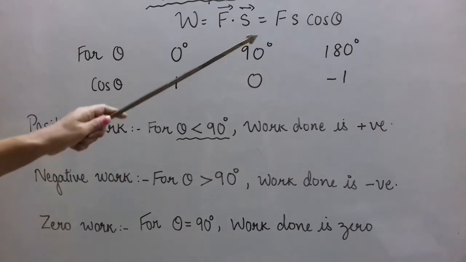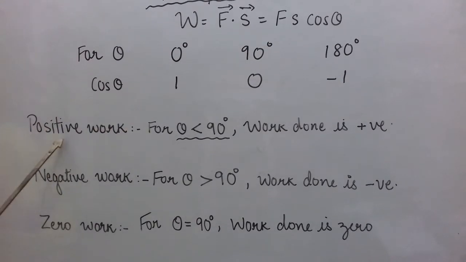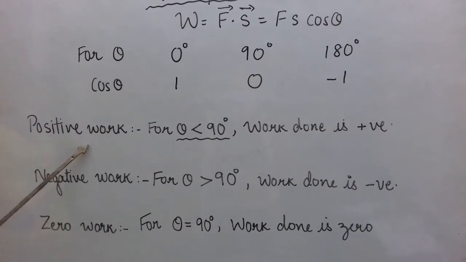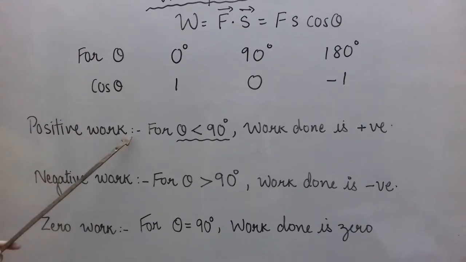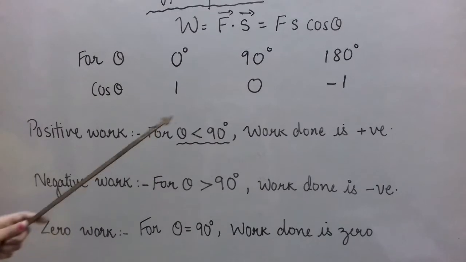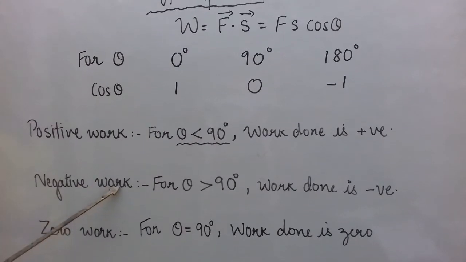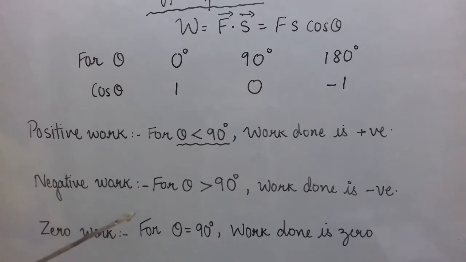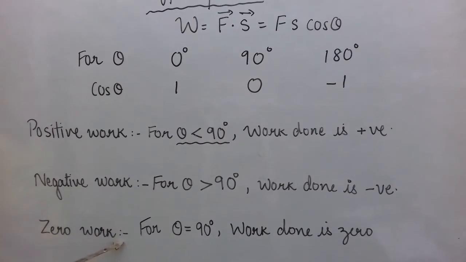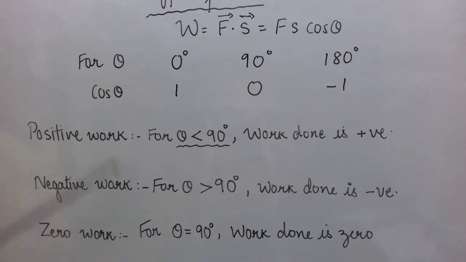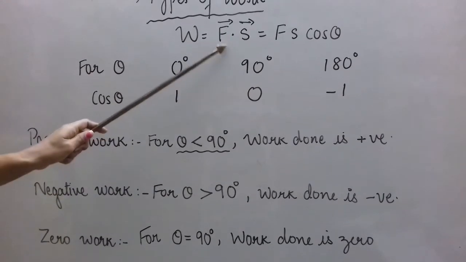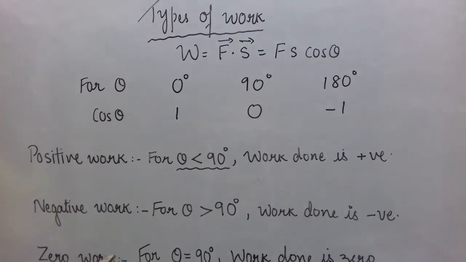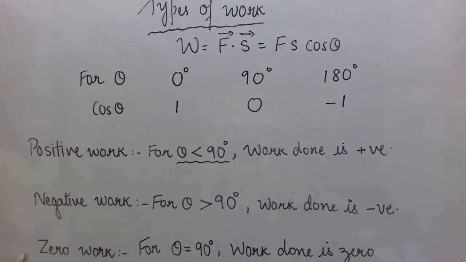So on the basis of cos theta, we have three types of work: positive work, negative work, zero work. When the angle between the two vectors is acute, work done is positive. When angle between the vectors force and displacement is obtuse, that is greater than 90 degree, work done is negative. When they are perpendicular to each other, work done is zero. But this is all on the basis of this equation. Now let us see what you have to remember in your 9th class for these three types of work done.